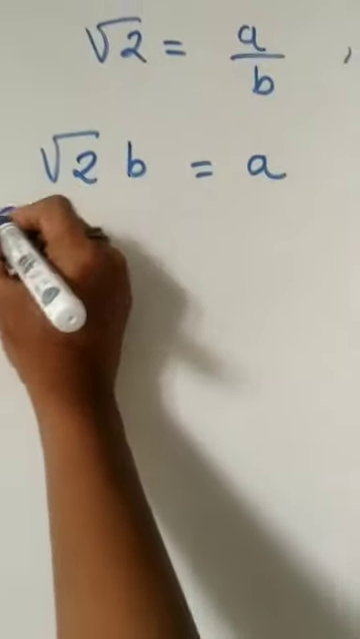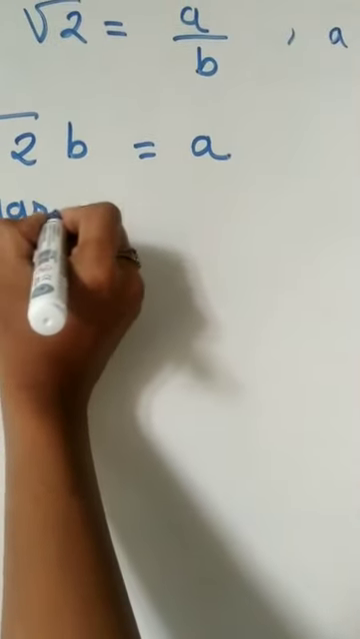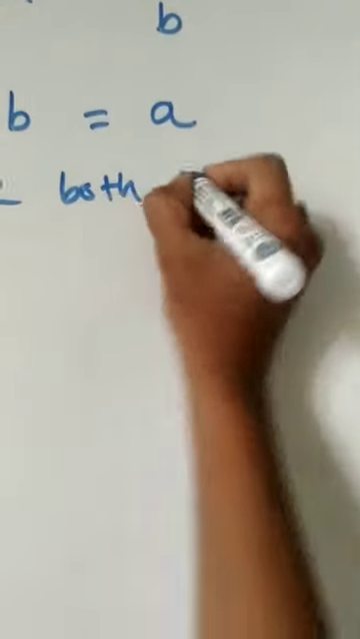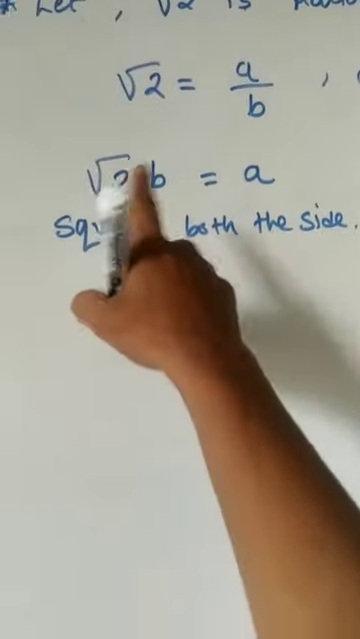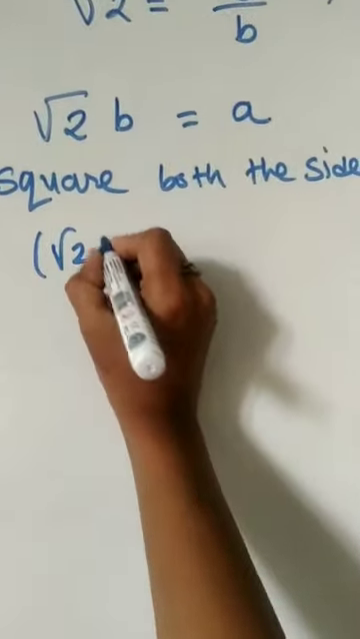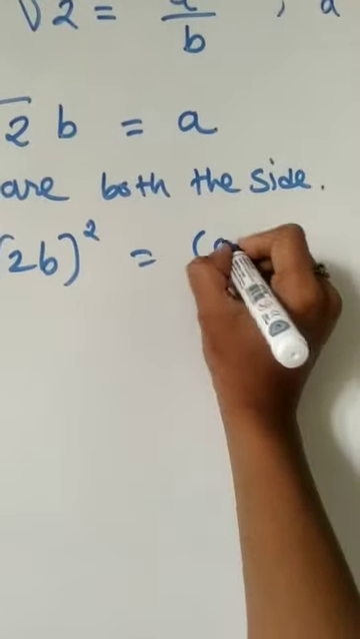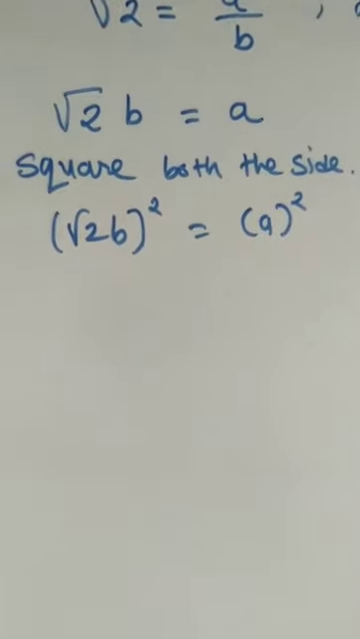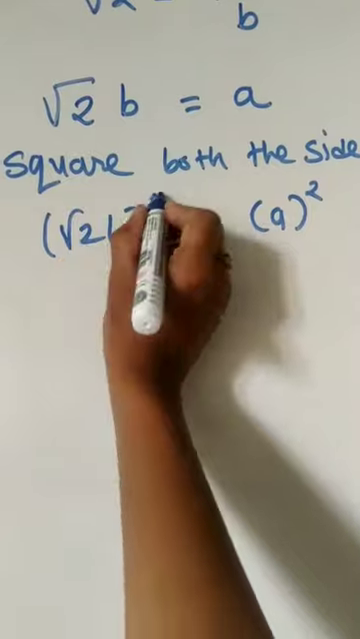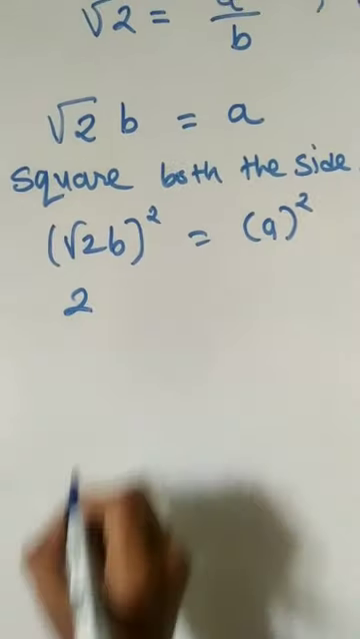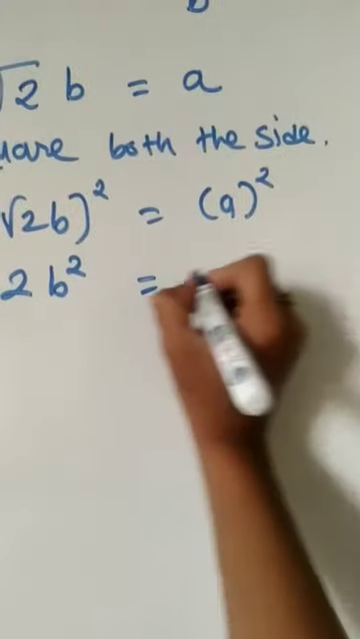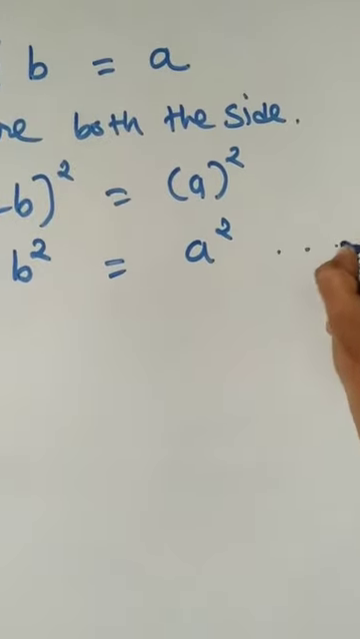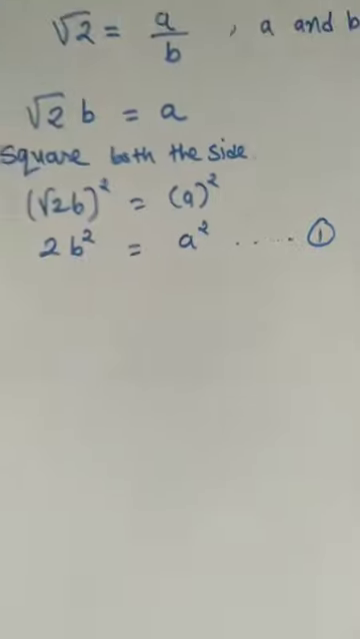Here we will square both sides. When we square both sides, it becomes under root 2b whole square, and this becomes a whole square. Now the square and square root will cancel out and it becomes simply 2, and this one becomes b square. And here we have a square. We will write it as equation number 1.